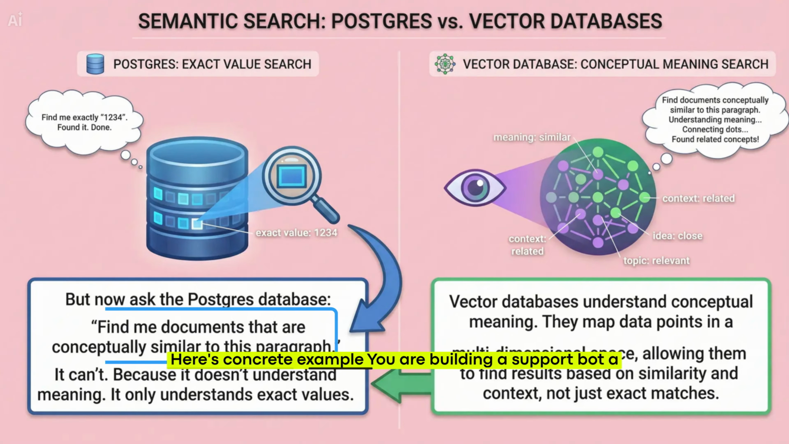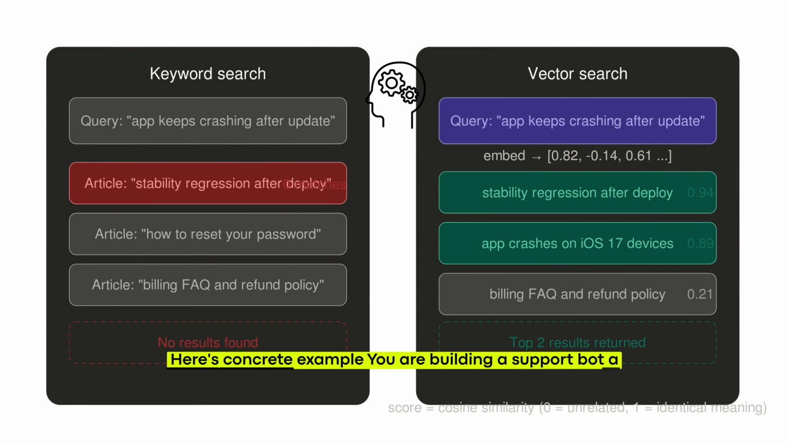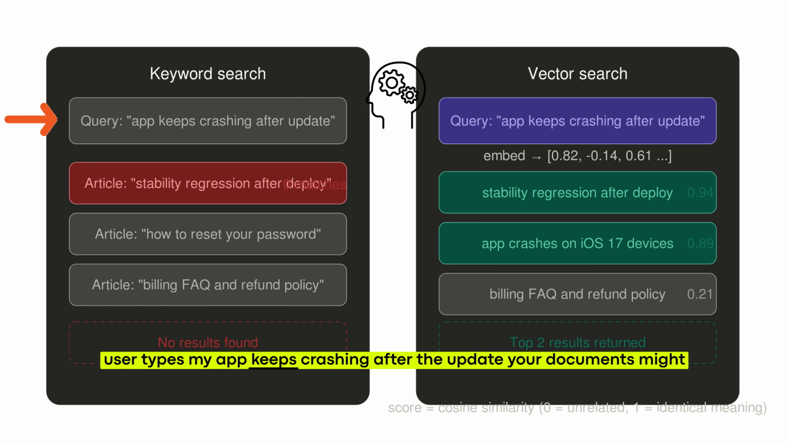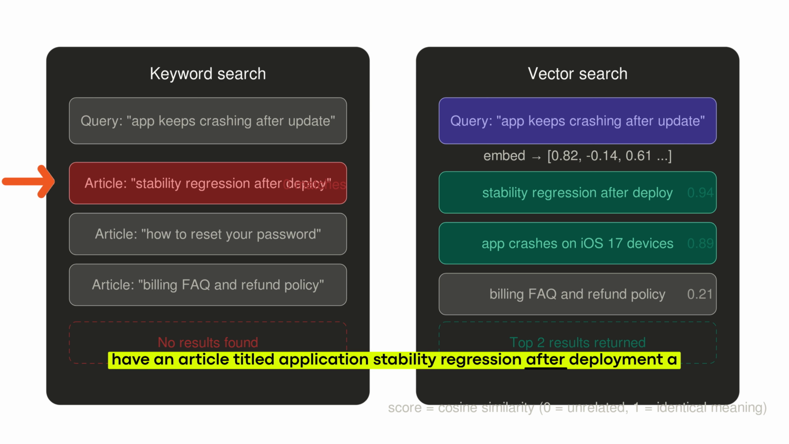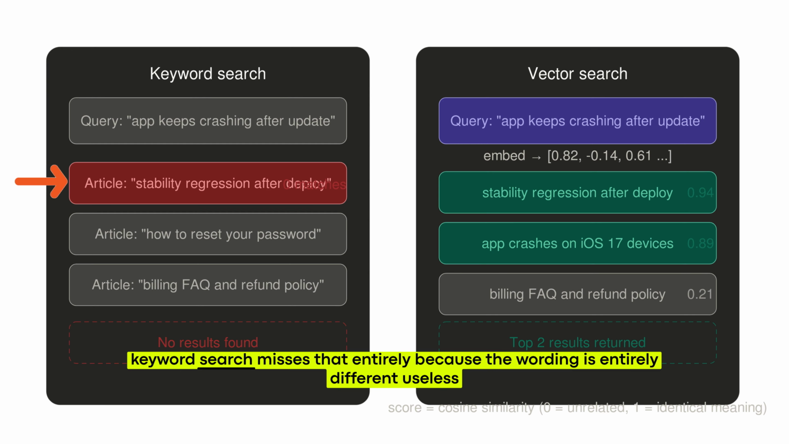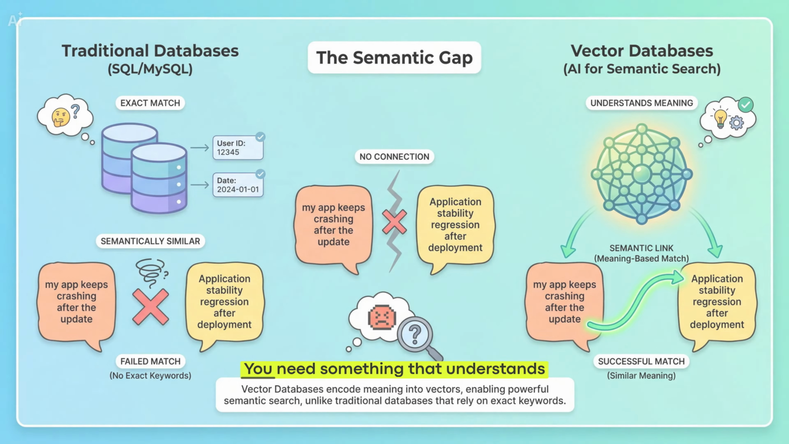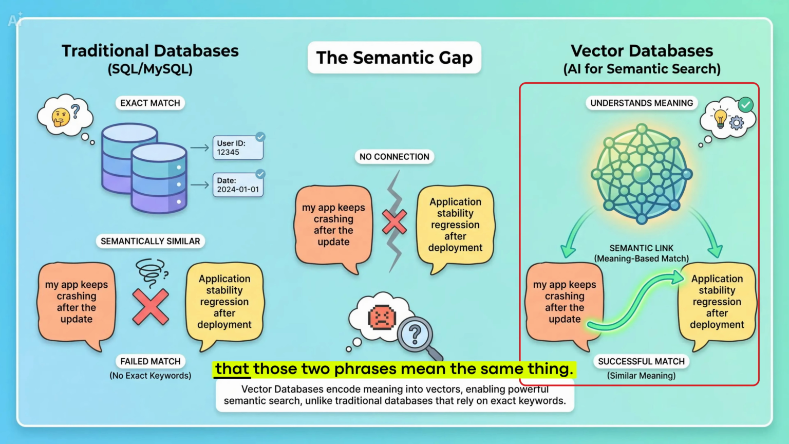Here's a concrete example. You are building a support bot. A user types, "My app keeps crashing after the update." Your documents might have an article titled "Application Stability Regression After Deployment." A keyword search misses that entirely because the wording is entirely different. You need something that understands that those two phrases mean the same thing. That's the gap vector databases fill.